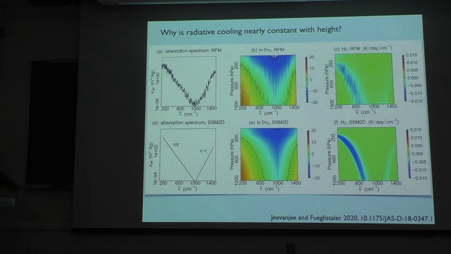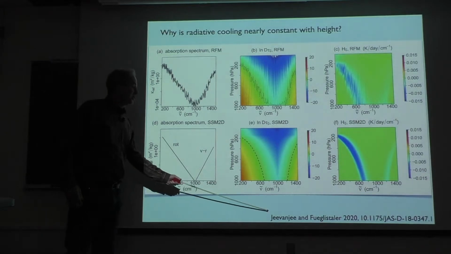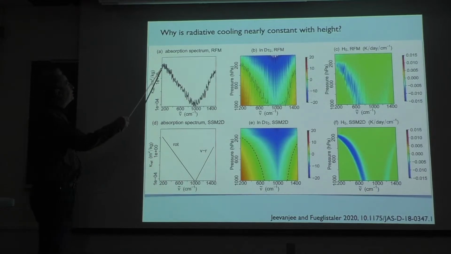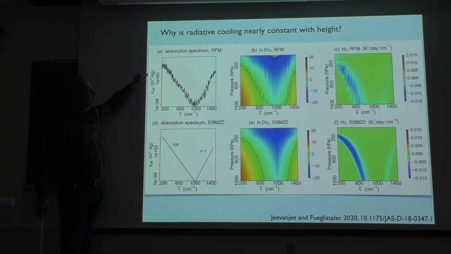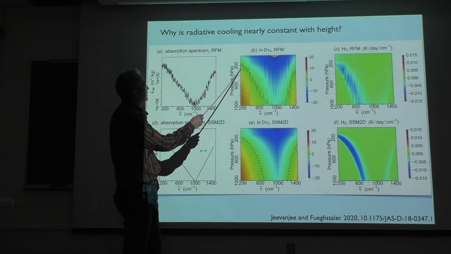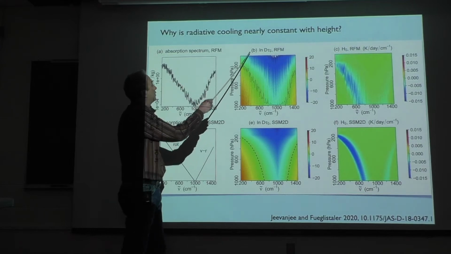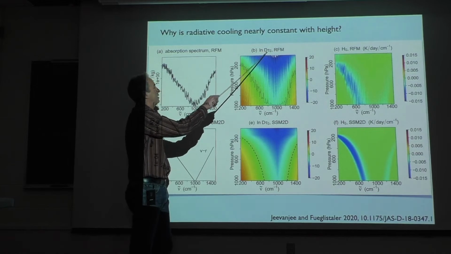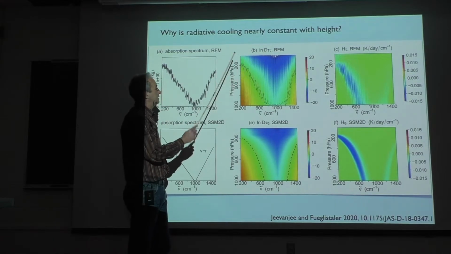And this is actually the basis for this paper by Givenchy and Feuglestaller in 2020. So here are already coarse-grained line-by-line calculations. This shows the absorption coefficient as a function of wave number. This shows the log of the optical depth, or the scaled optical depth.